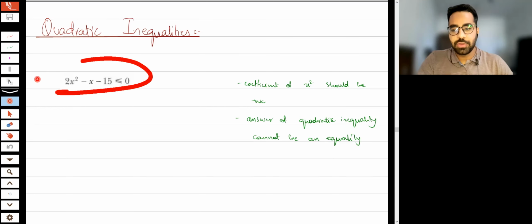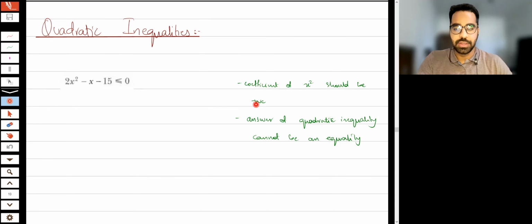The first thing that you need to remember is that the coefficient of x squared for your quadratic inequality should always be positive. Okay, so whenever you're solving a quadratic inequality, the first thing that you need to see is your coefficient of x squared. For positive, I mean it can be 1, it can be 2, it can be 3, but it cannot have any negative value. It cannot be -2, it cannot be -3, -5, or any other negative number.